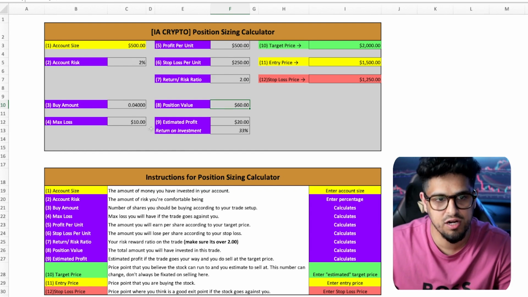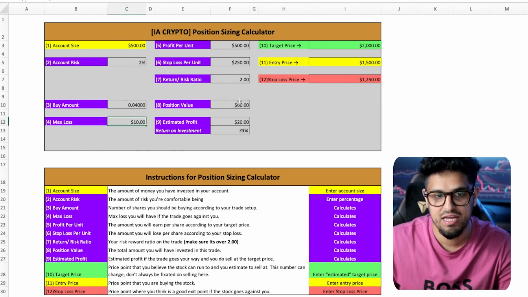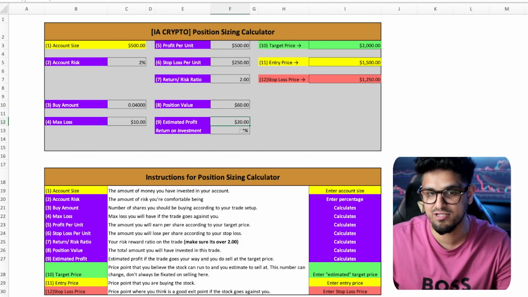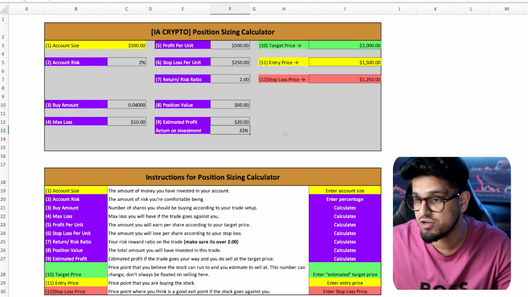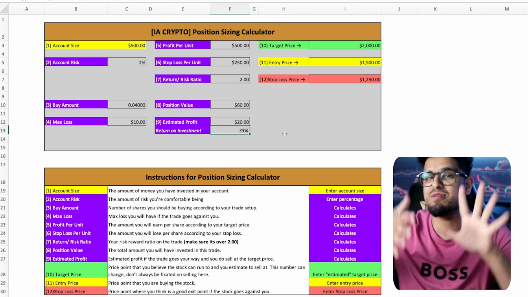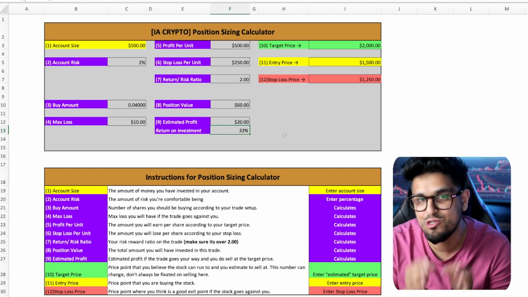If I get it wrong, I'm going to be down. I'm going to lose $10. If I get it right, I'm going to make $20, which guess what? Is a return on investment of 33%. Now this brings me up to my next major mistake that new traders make.